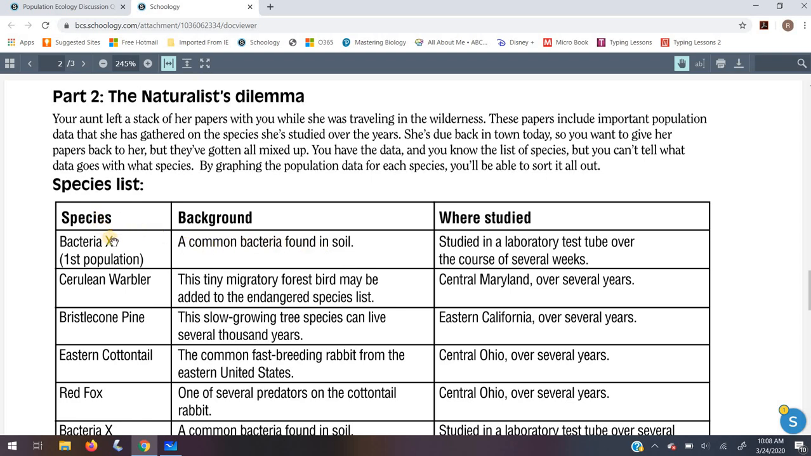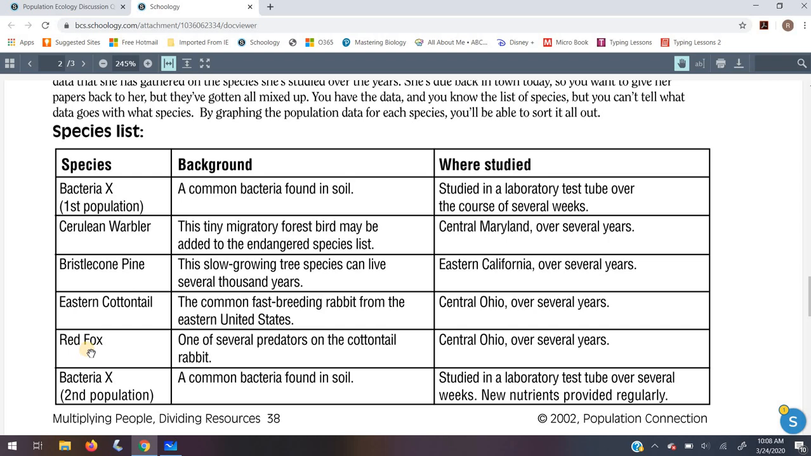So your species list, you have Bacteria X, a cerulean warbler, a bristlecone pine, an eastern cottontail, a red fox, and bacteria X in the second population.